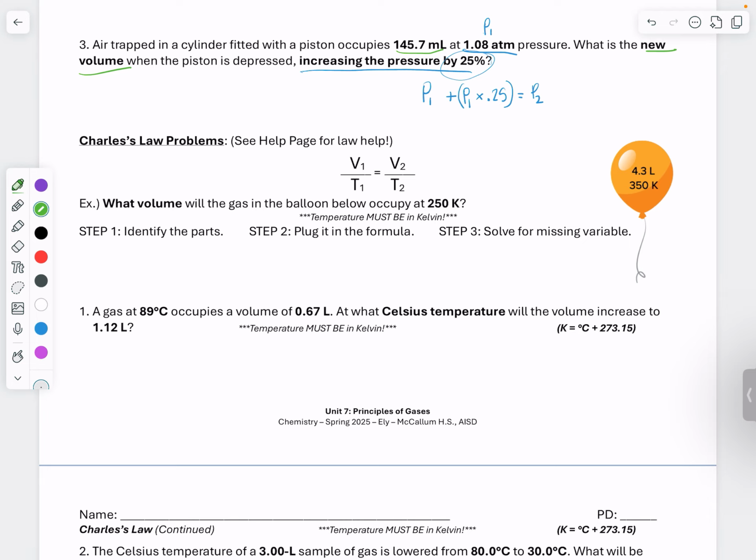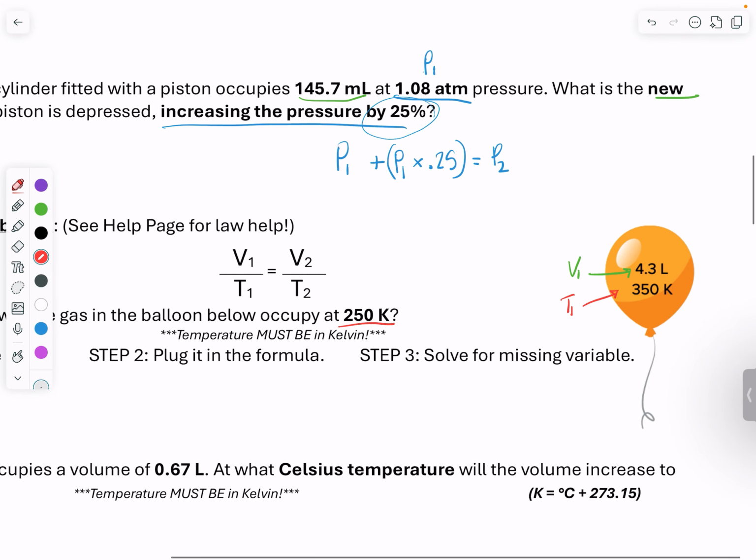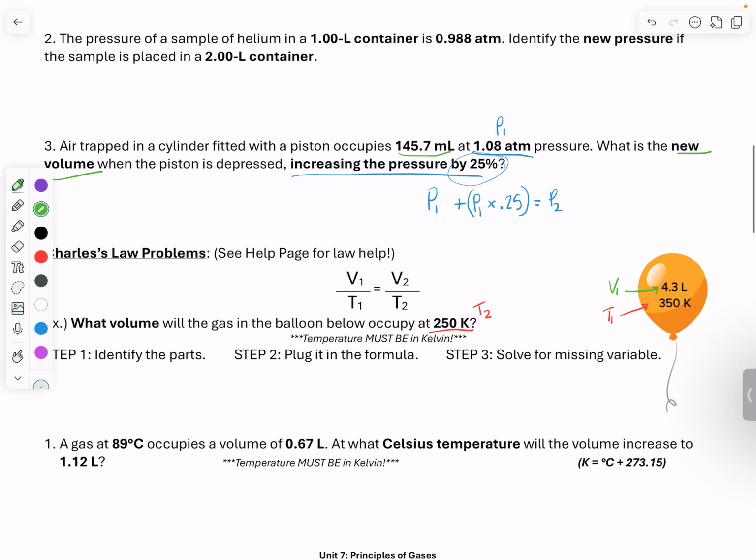So now we're looking at volume and temperature. Our balloon over here is our initial state. So here we've got our V1, and here we've got our T1, right? Here we go. This is my T2, which means that it's asking for a new volume. So hey, that's my V2. All right. Here's the thing, guys.